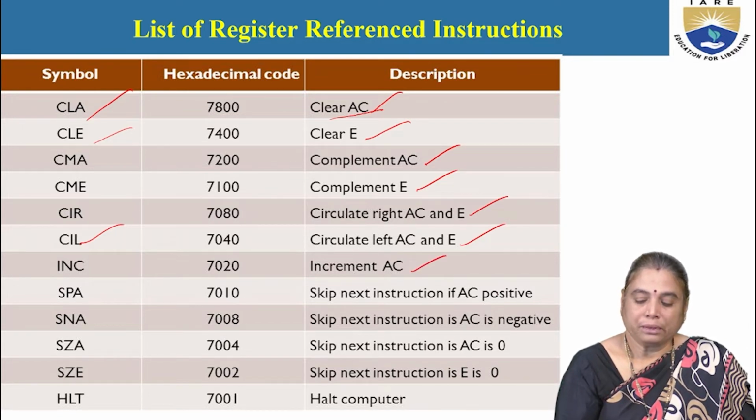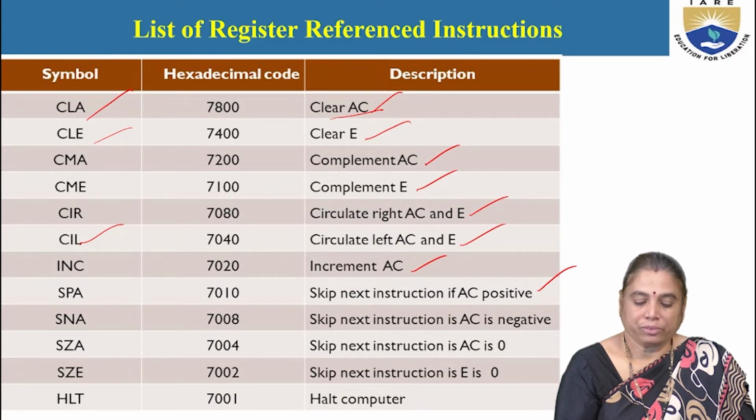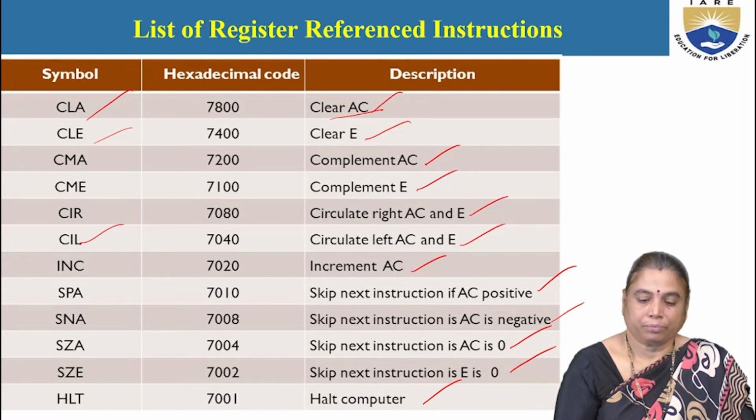SPA, skip next instruction if AC positive. If AC contains a positive value, skip to the next instruction. SNA, skip next instruction if AC is negative. Next, SZA, skip next instruction if AC is 0. SZE, skip next instruction if E is 0. HLT, halt computer. So these are the instructions available under the register reference category.